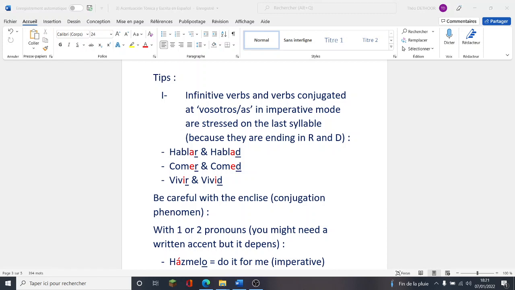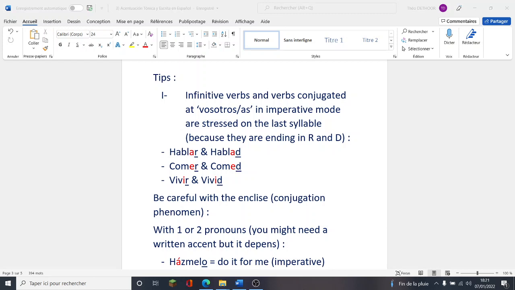And those are stressed on the last syllable because they're ending in R or D. R in infinitive and D for the imperative form of vosotros, vosotras. This follows perfectly the second rule, because those words are ending in a consonant that is not N or S, so basically they're accentuated on the last syllable. But it's something that you can learn.